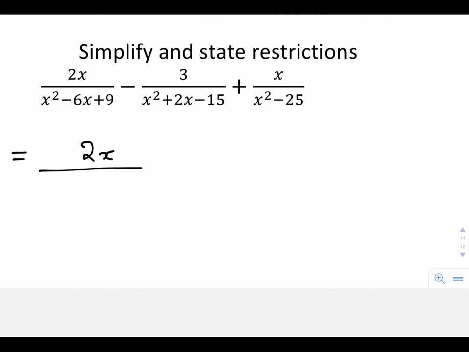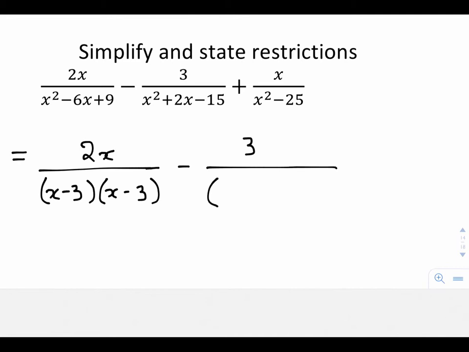So my first denominator is a simple trinomial. I'm looking for 2 numbers. They add to give me -6, multiply to give me +9. Those numbers are -3 and -3. Minus, same numerator, over, once again, we have a simple trinomial, 2 numbers that add to give us 2, multiply to give us -15. Those numbers are +5 and -3.